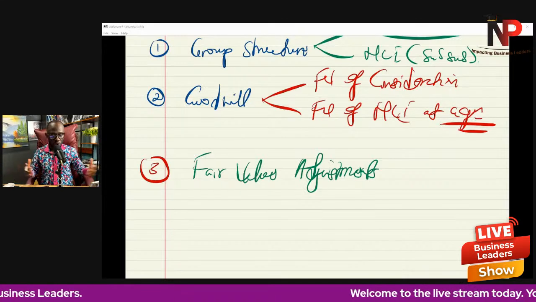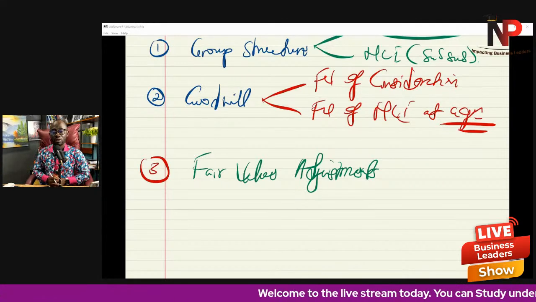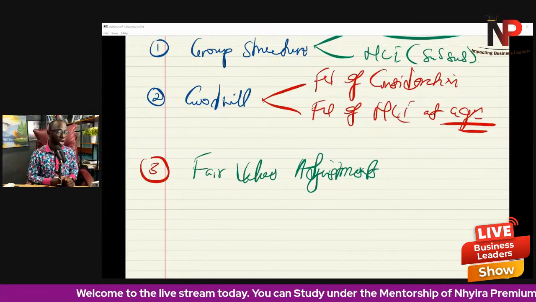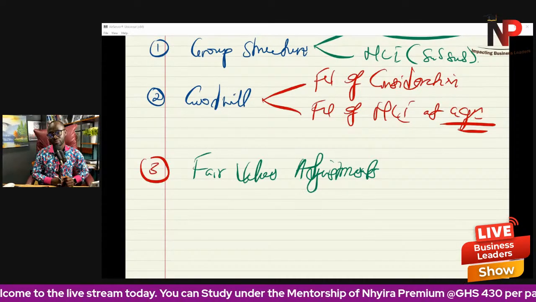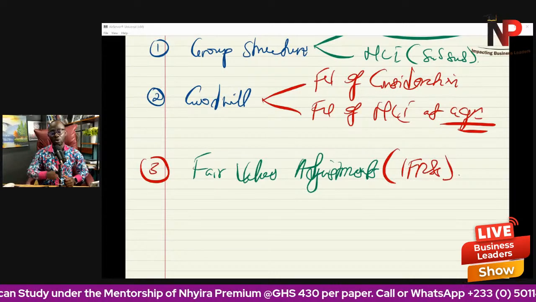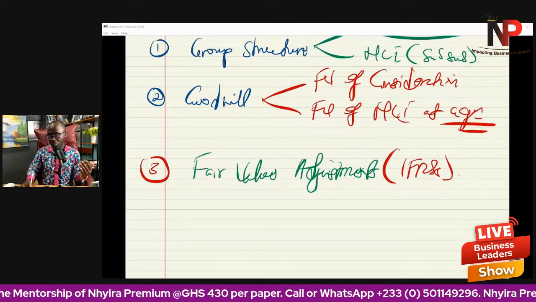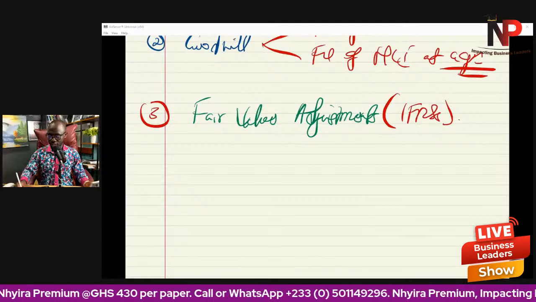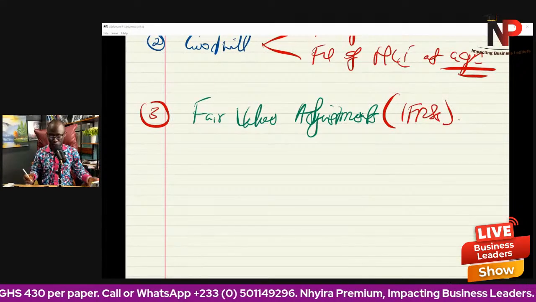There will always be some fair value adjustment at the date of acquisition that has to be incorporated or not in the financial statements. This is where your standards may come in. IFRSs may be called on. For that reason, when you're doing consolidation, there are some standards that the examiner may call on you.